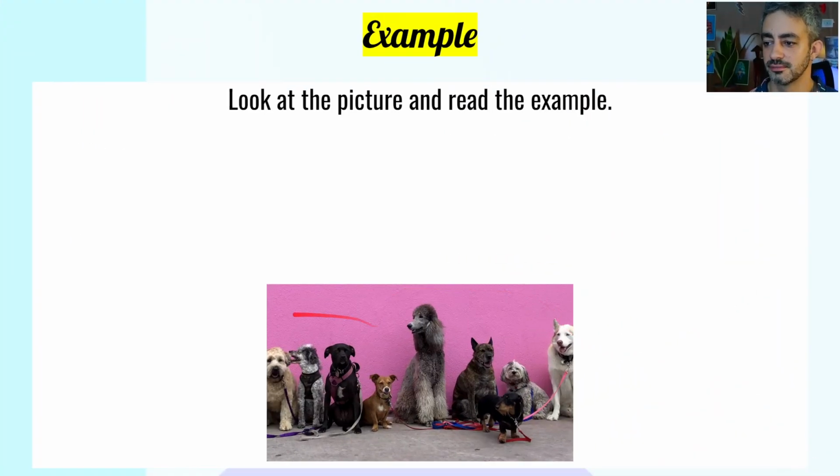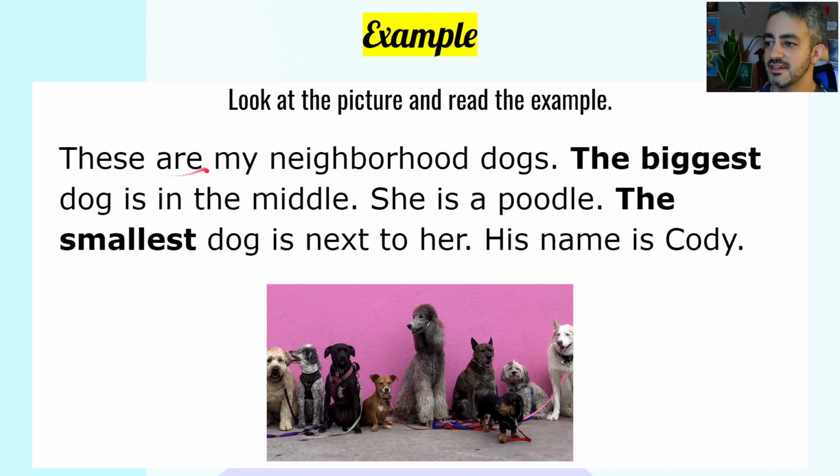Now look at this picture. We could describe this many different ways, but I definitely see that there is one very big dog and one small dog here. So these are my neighborhood dogs. The biggest dog is in the middle. She is a poodle. The smallest dog is next to her. His name is Cody. Okay, I've used superlative adjectives and I've used some prepositions to describe where they are in the picture.